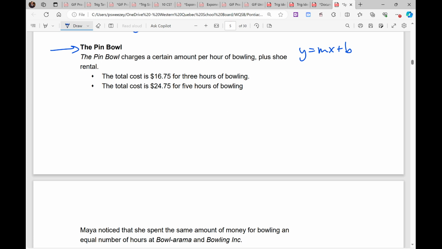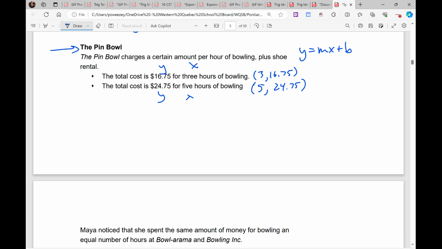The pin bowl here. Total cost $16.75 for 3 hours of bowling. Total cost is $24.75 for 5 hours of bowling. So they haven't told me what the shoe rental is. They haven't given me a graph of any information. They're literally just saying, and this is the one that may confuse people, this is a Y value. This is an X value. This is a Y value. This is an X value. So you can put 3 and 16.75, and you can put 5 and 24.75.